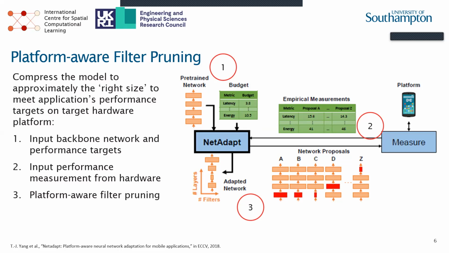And the third component is we apply filter pruning, right? We use this hardware feedback to guide the extension of filter pruning. So basically we prune the network and we monitor the latency and the energy, right? And we stop pruning when the target is met. So the general idea is to compress the model to approximately the right size to meet the performance target on the target hardware platform.